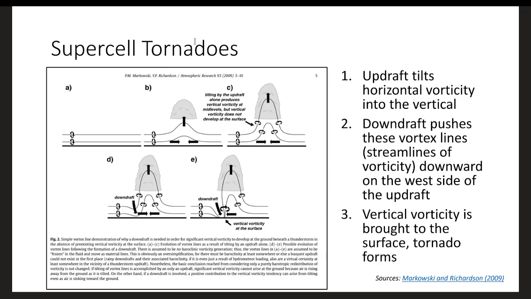So the first thing that happens is that the updraft tilts horizontal vorticity into the vertical. So we talked about that. Then the downdraft pushes these vortex lines, which are just streamlines of vorticity, so lines of constant vorticity. They get pushed down onto the west side of the updraft. So it's between the updraft and the rear flanking downdraft. So west side is where, I'll show you.